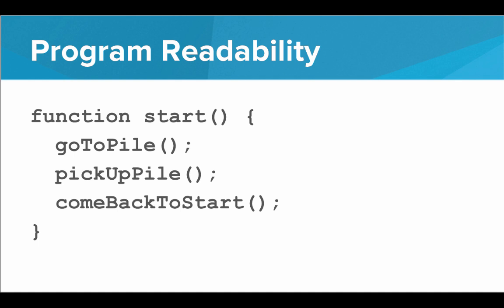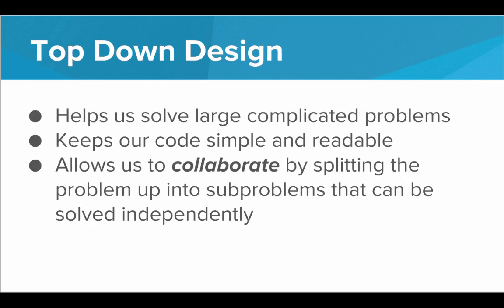Then we go in and we actually write go-to pile, and maybe that involves some even smaller problems inside there. But at a high level, we've solved the program right here just by going to the pile, picking up the pile, and coming back to start. We just have to define each of those functions. So top-down design helps us solve large, complicated problems.